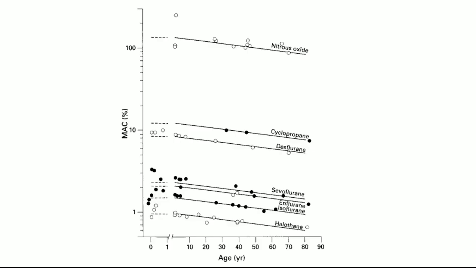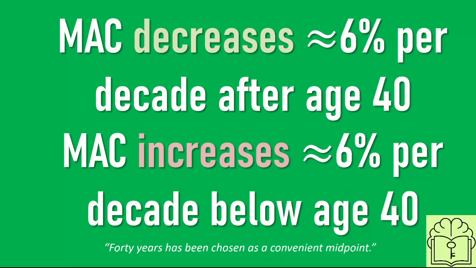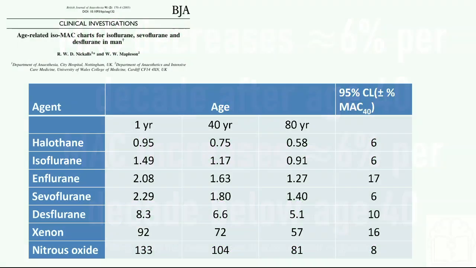And what was truly impressive was that the relationship between MAC and age is remarkably consistent. And this provides us with one of the greatest rules of thumb in anesthesiology. Using that benchmark, 40 years of age, above that age, MAC decreases by 6% per decade. Below 40 years of age, MAC increases by 6% per decade. Let's look at that for various different volatile agents.